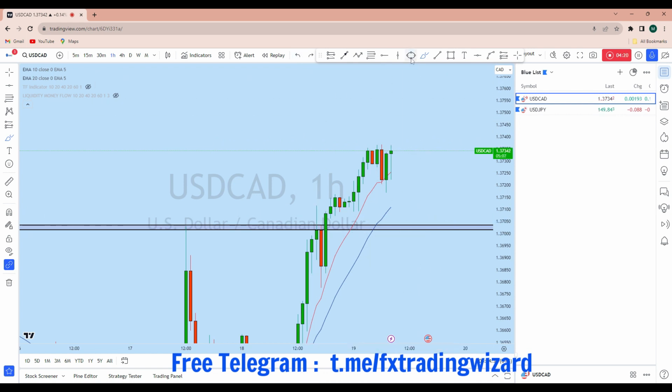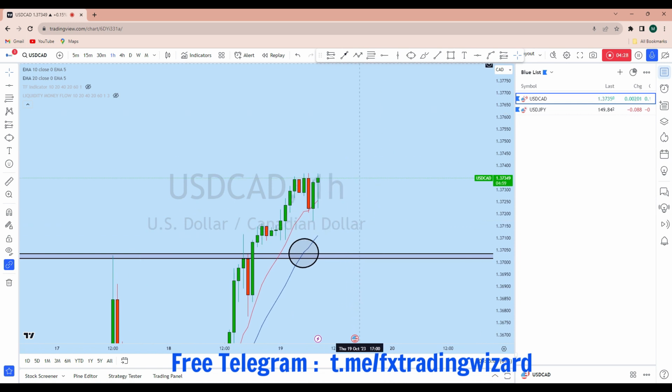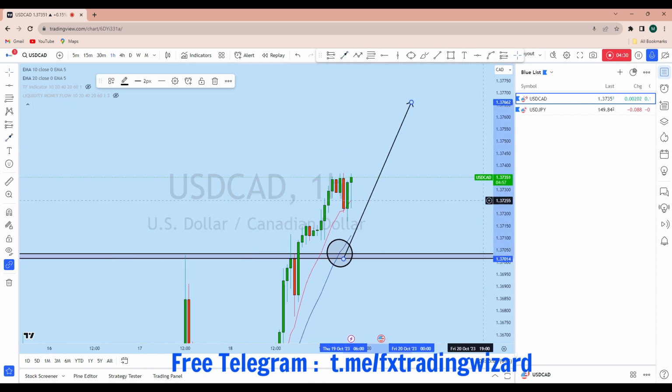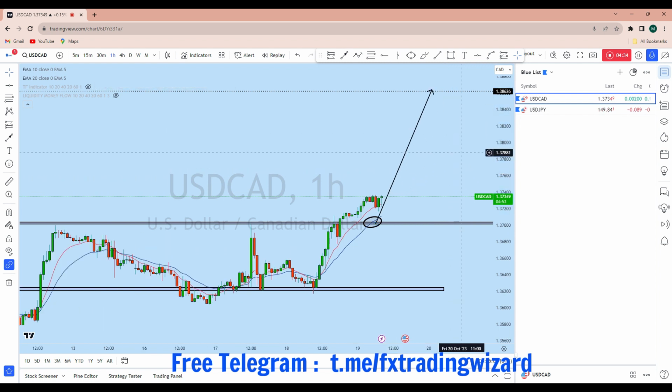This is where the entry opportunity comes into play. As soon as we see dollar CAD drop to this level and then get rejected, as per the rules of our strategies, we'll consider going long on dollar CAD for this potential move to the upside.